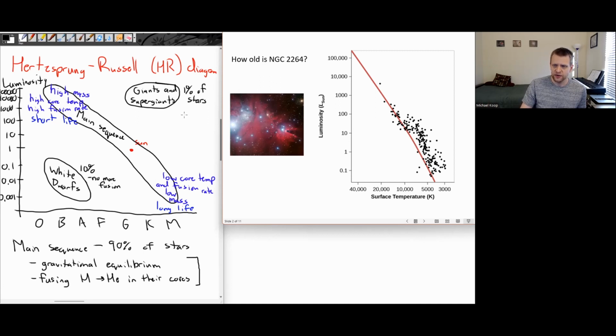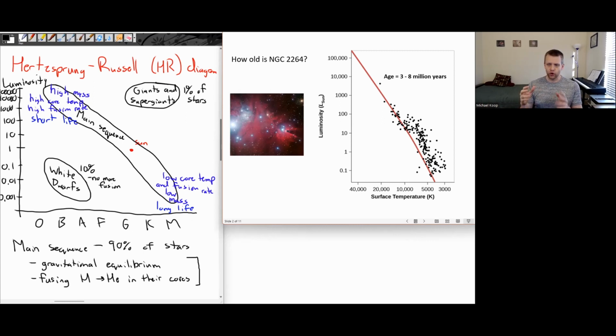The fact that even though there are some high mass main sequence stars there means that this star cluster is relatively young. For this one, the age of this star cluster is somewhere around 3 to 8 million years.